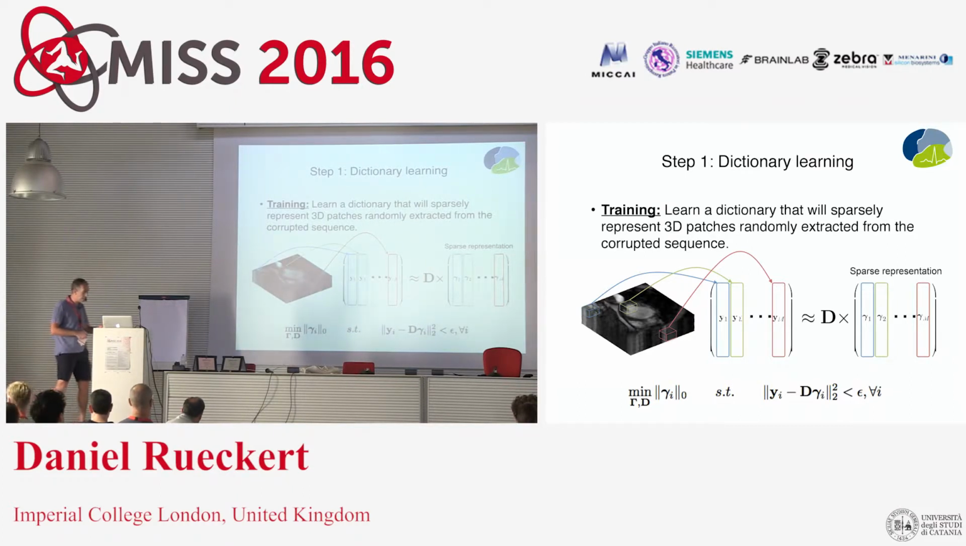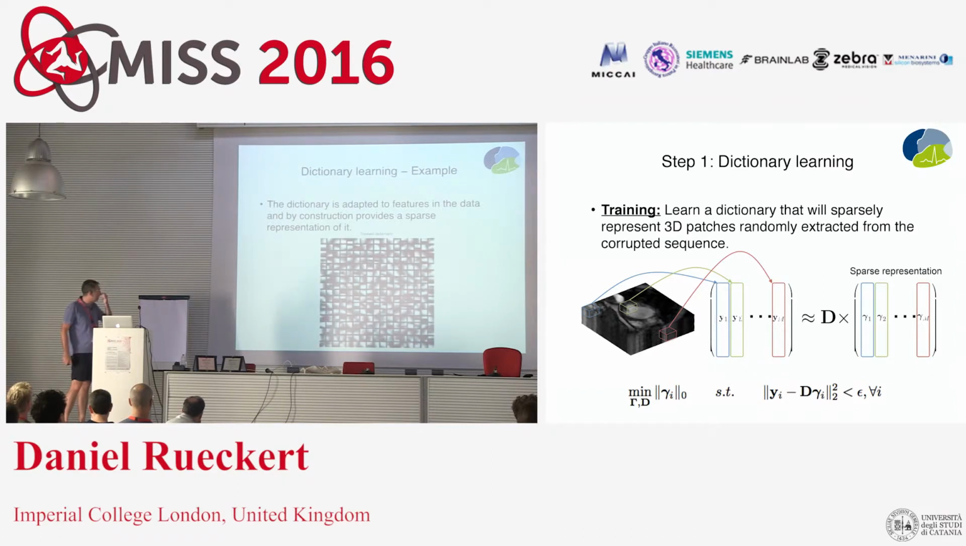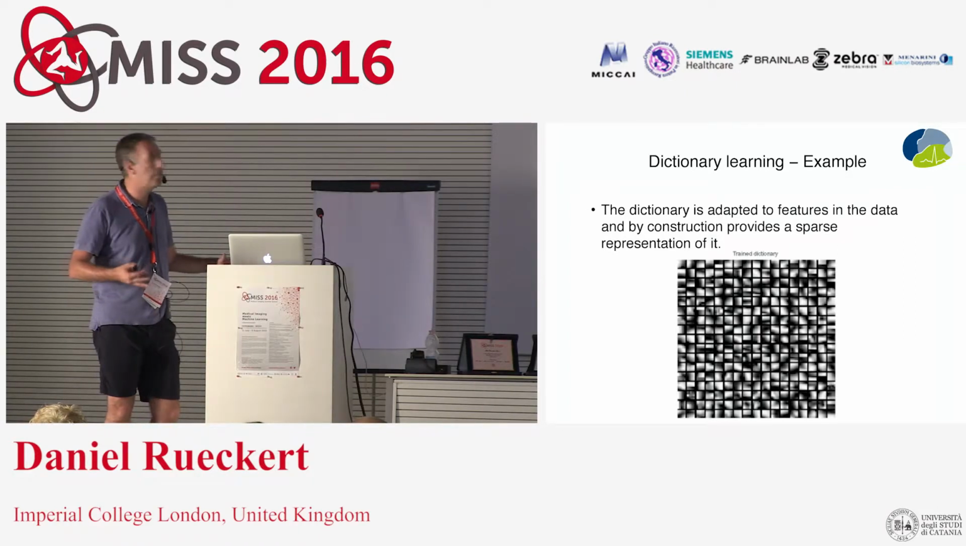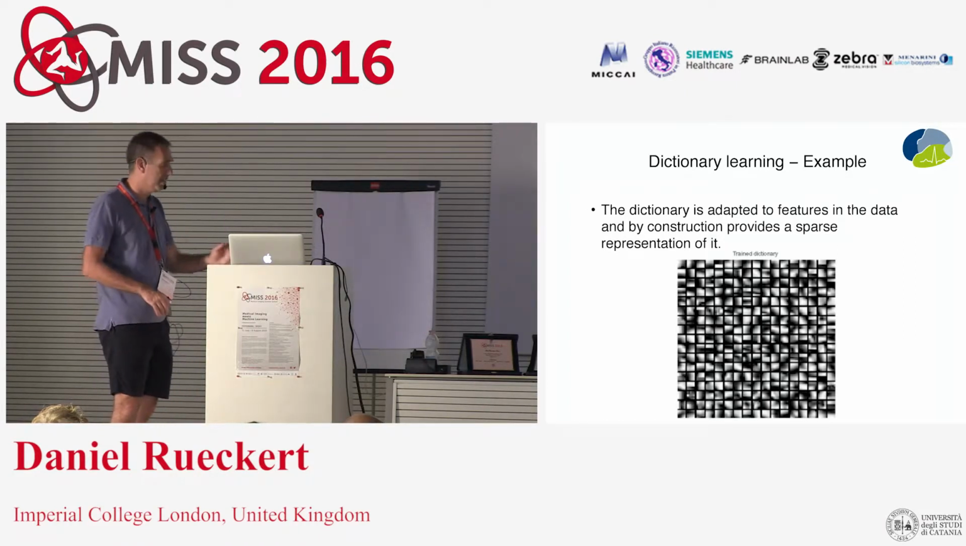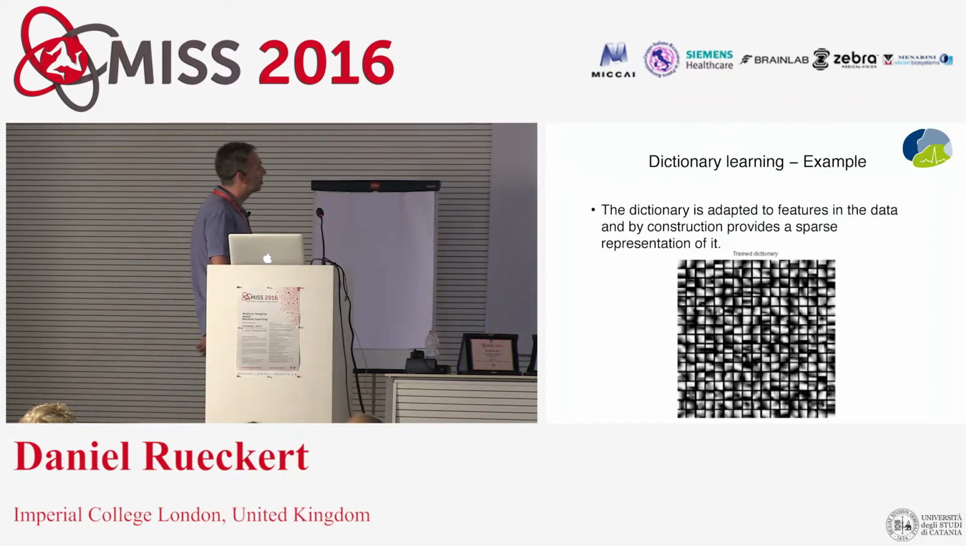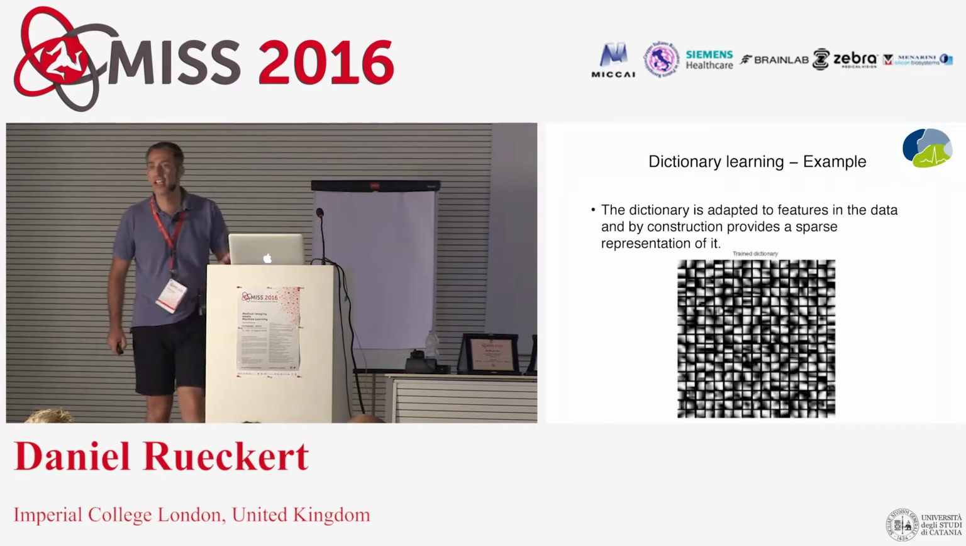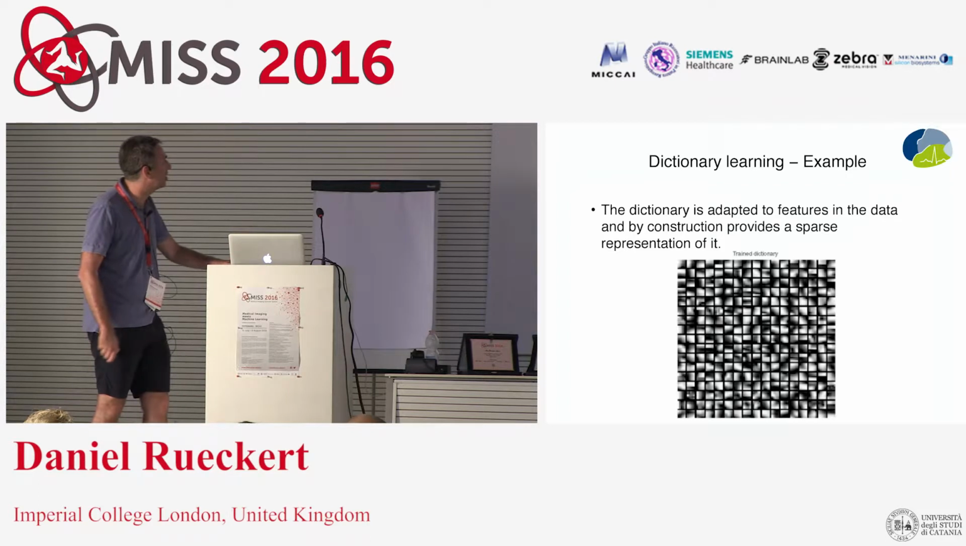Okay? So here's an example of the dictionary atoms you would get if you do this with a cardiac MRI scan. And you see that they're changing, the dictionary atoms, because, of course, I'm showing you these dictionary atoms in space and time. Okay? So you can do this using, for example, KSVD or any other dictionary learning algorithm. Actually, we use a KSVD algorithm for this.